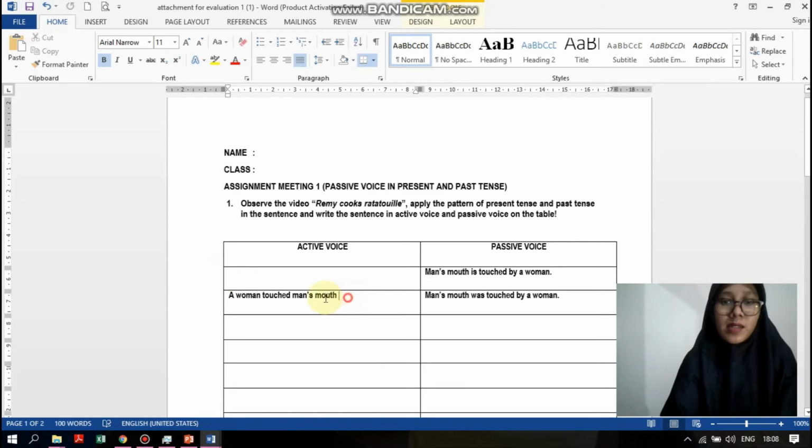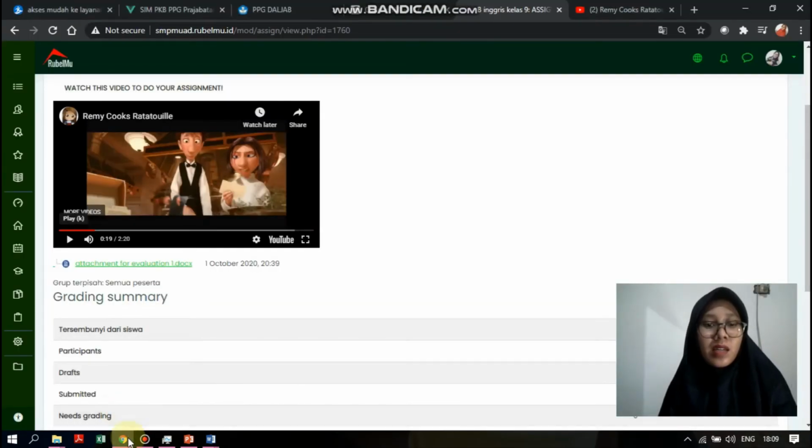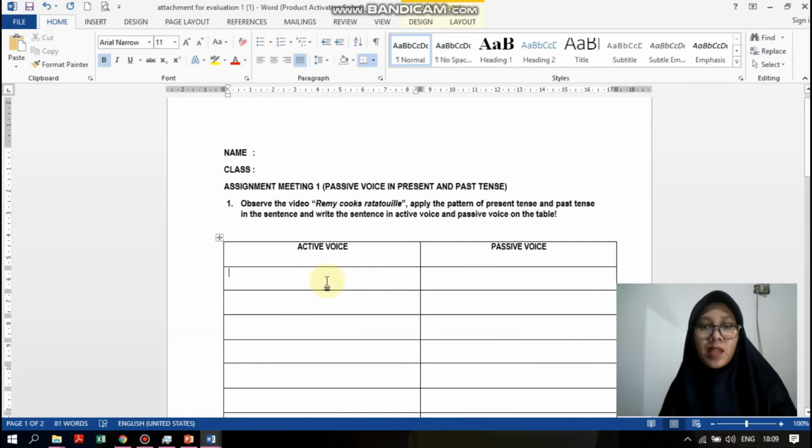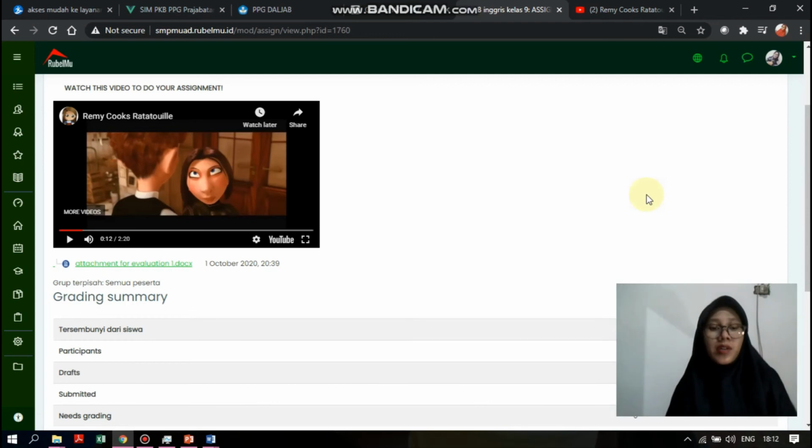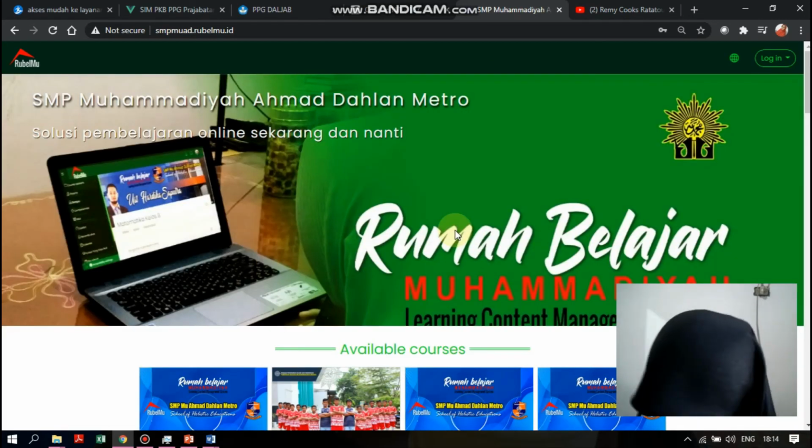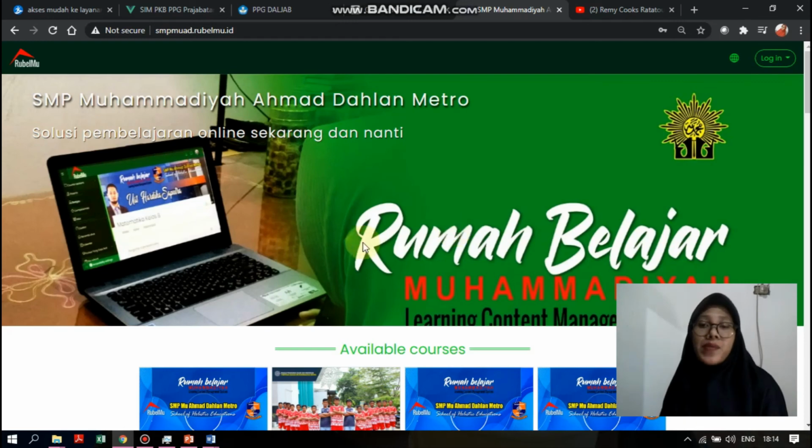After you download the attachment, you can see it like this. This is Microsoft Word. This is a document. You have to write your name, your class, and then do the tasks. Guys, after finishing all the assignment, you have to upload it in Rubelmu. I will give you feedback, scoring for the result of your work.